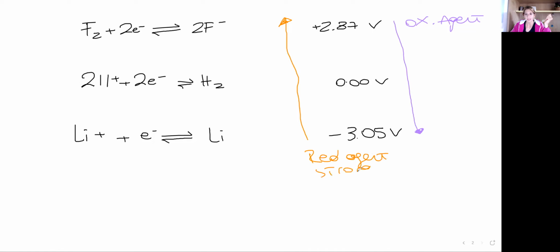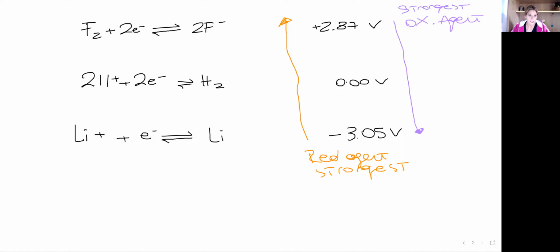But if we want to make a note, at the bottom of the electrochemical series, we have the strongest reducing agent, or the more negative is the strongest reducing agent, while at the top we have the strongest oxidizing agent, yeah, at the very top.